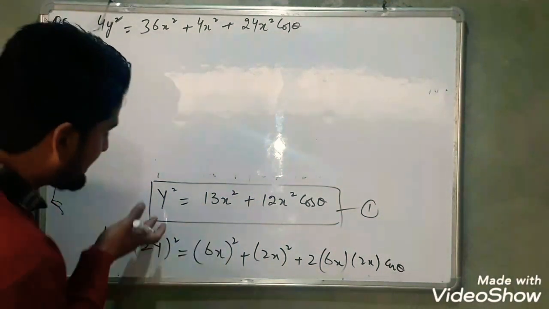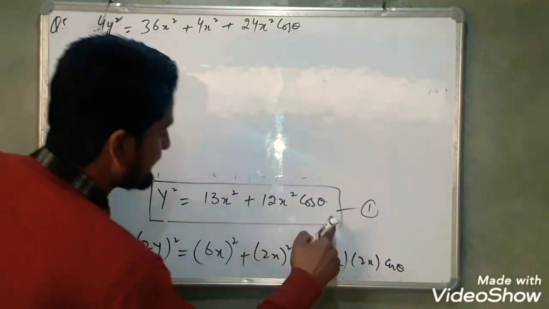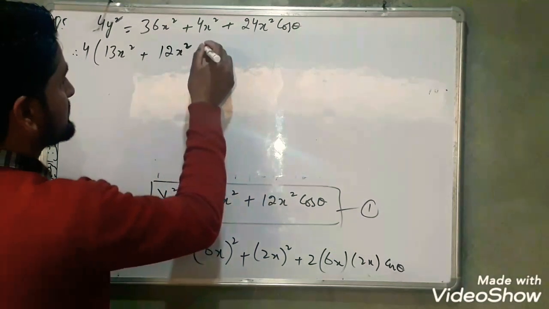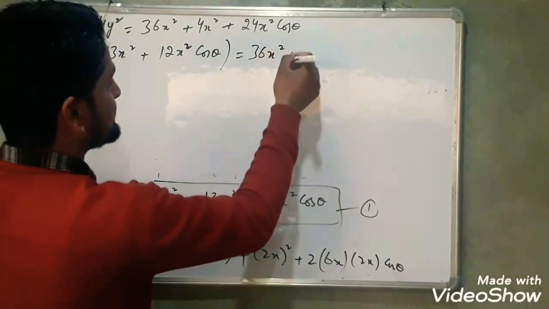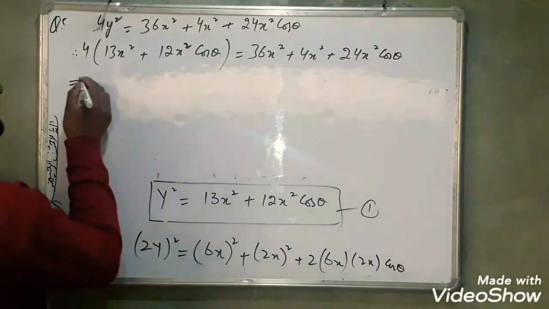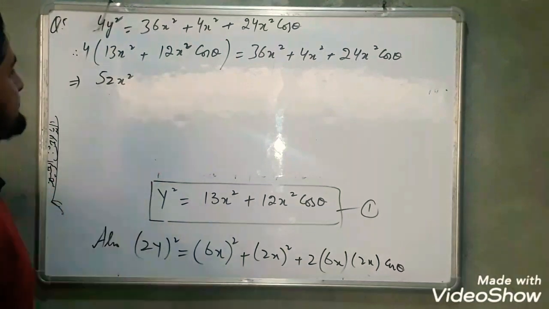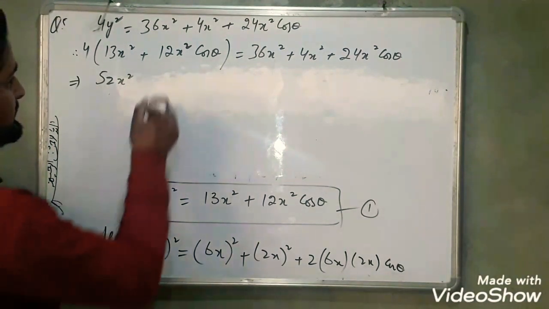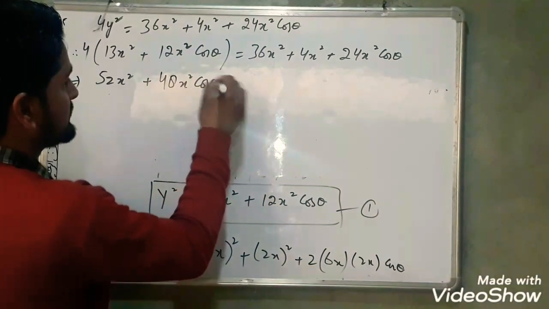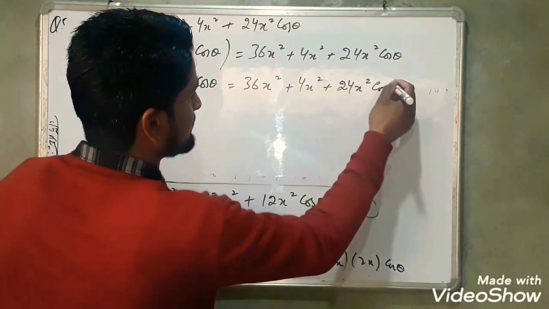Okay, now we have already the value of y square here. If we will make use of this y square in the above equation, तो हम यहाँ पे इस तरह लिख सकते हैं 4 ऐसे ही y square के बदले ये वैल्यू यूज करो, is 4 into 13x square plus 12x square cos of theta is equal to 36x square plus 4x square plus 24x square cos of theta. Okay, so implies now here it is 4 into 13x square, that is 52x square, 13 into 4 that is 52x square plus 4 into 12 it is 48x square cos of theta equal to 36x square plus 4x square plus 24x square cos of theta.